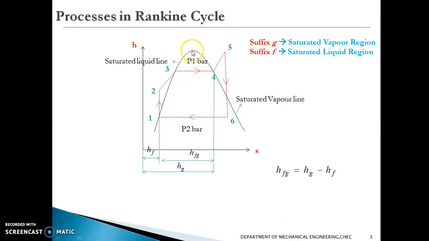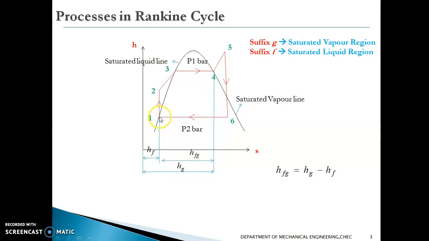Here, if we observe, this is called the saturated liquid line. All the points on the saturated liquid line are represented with suffix f. That means hf is the indication for the points on the saturated liquid line. All the points on the saturated vapor line are represented with suffix g, so hg is the indication for the saturated vapor region. The enthalpy that lies in between these two, the saturated liquid line and the saturated vapor line, is denoted with hfg.